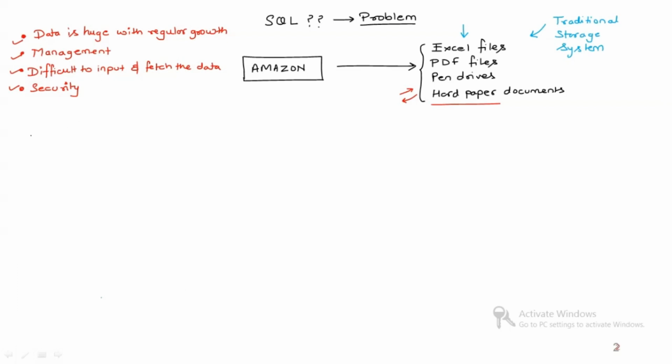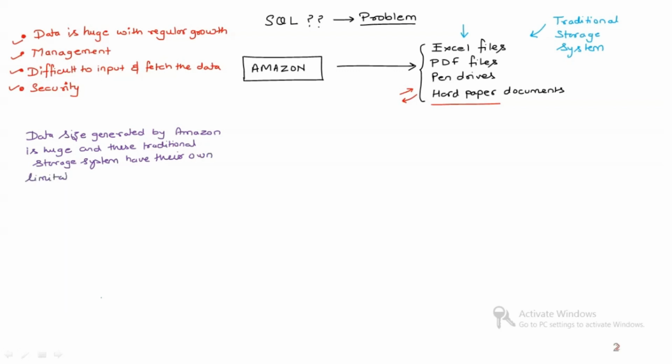The very first problem that we have discussed is that data is huge. So the data size generated by Amazon is huge, and these traditional storage systems have their own limitations. So this is my problem number one. All these traditional storage systems which we have over here come with their own limitations, right?